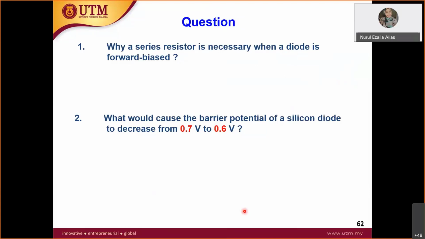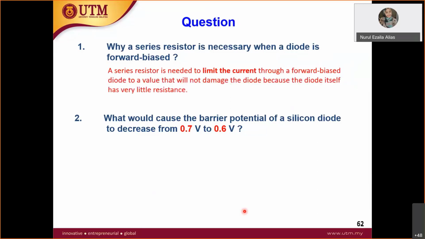If you connect the power supply directly to the diode without a resistor to limit the current, you might apply excessive voltage to the diode. Your diode might be damaged, especially a silicon diode, which is very sensitive and easily damaged. That's why a series resistor is needed to limit the current and avoid damaging your diode. Next question: what would cause the barrier potential of a silicon diode to decrease from 0.7 volt to 0.6 volt?